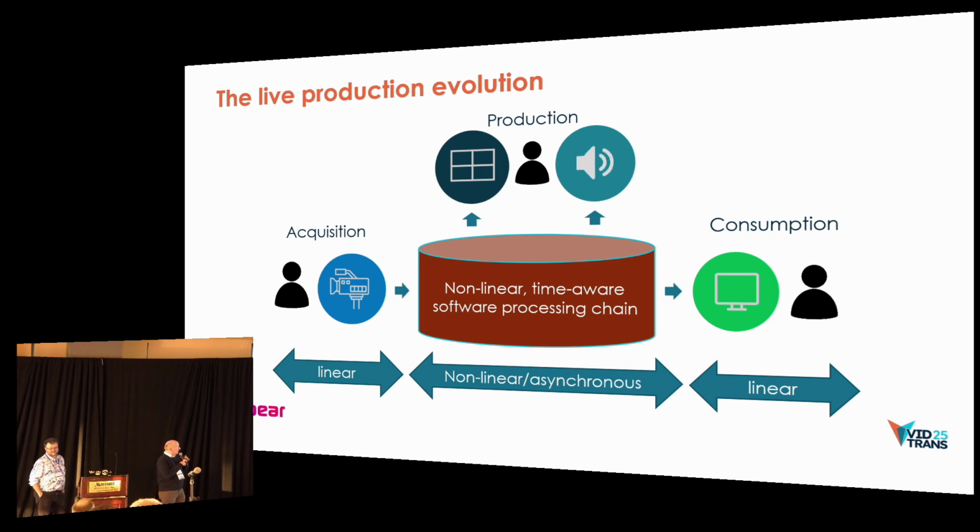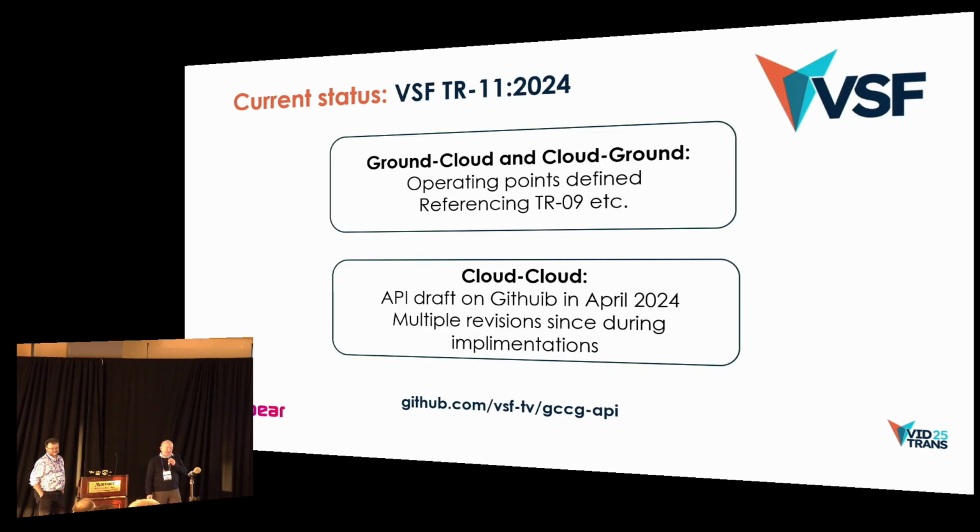So we've got the linear bits and we've got the non-linear bits, and the GCCG work has been looking to address both of those. So a very quick status update, then I'll unpack a few bits. The ground to cloud and the cloud to ground bits, really the work we did on that was relatively straightforward, relatively early. It was defining operating points for existing compression, and also using things like TR09, which we'd already defined, which in its turn referenced some of the tunneling done in RIST, etc.